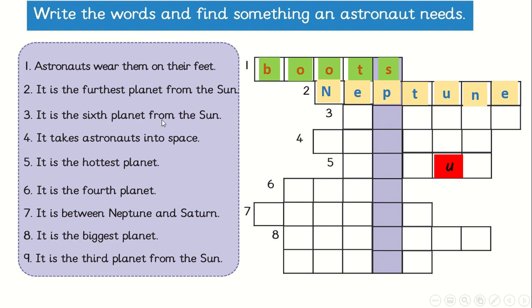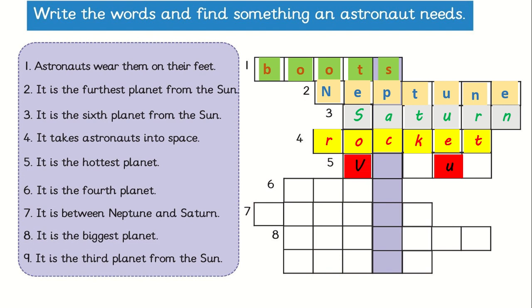It is the sixth planet from the sun. What is it? Saturn. Well done. It takes astronauts into space. What's this? What do you think? What do astronauts use to go to space? Yes? Rocket. Well done. It is the hottest planet. Which one? The hottest one.